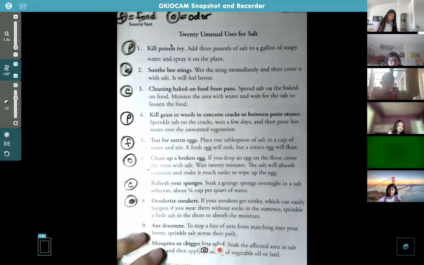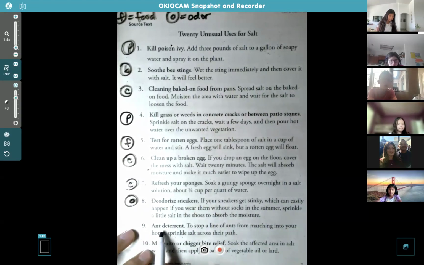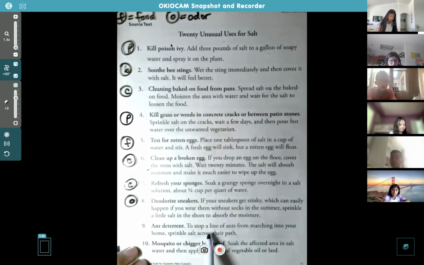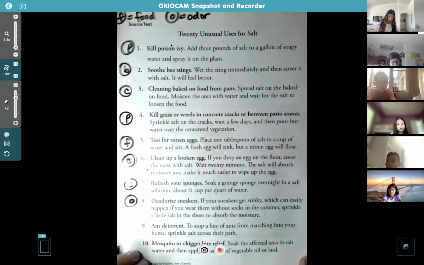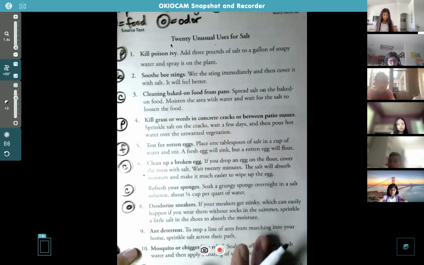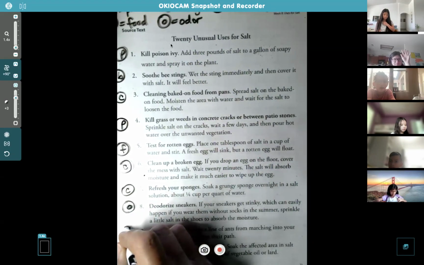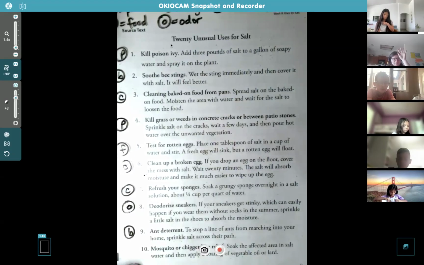Could do a sample. Number 9, ant deterrent. To stop a line of ants from marching into your home, sprinkle salt across their path. Hey, I didn't know that one. That's B for bugs. Ant deterrent.